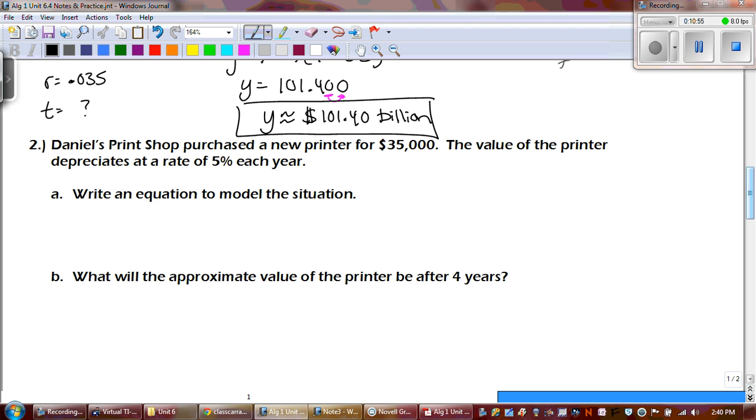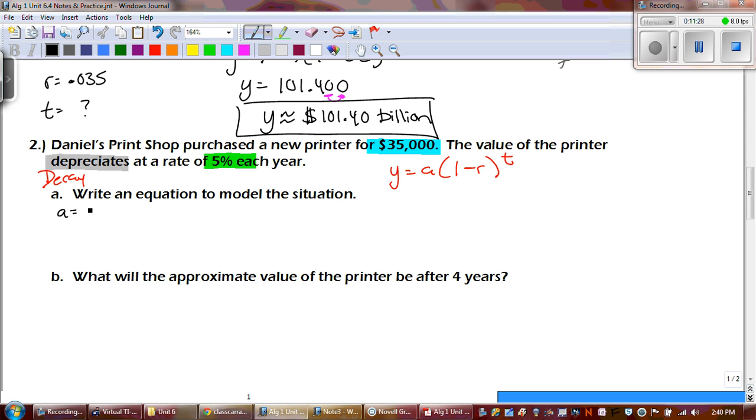All right, let's look at Daniel's print shop. They purchased a new printer for $35,000. The value of the printer depreciates at a rate of 5% each year. So is that growth or decay? By looking at your keywords, you should be saying, Mr. Grice, it's decay. So I'm just going to write the original equation so we remember what we're doing.